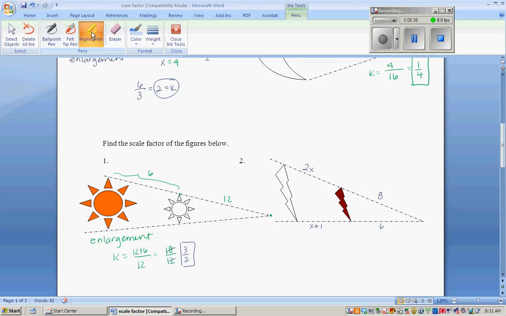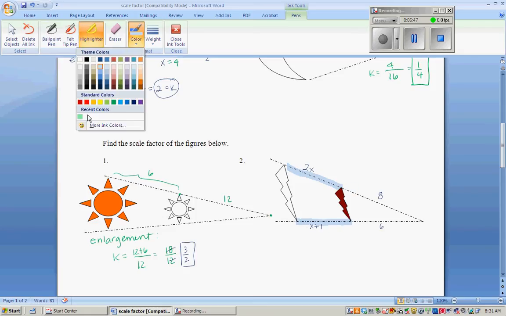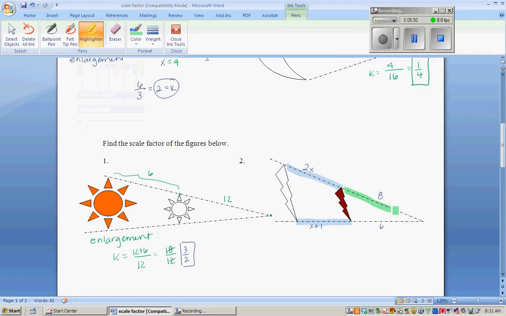But these things lie in perfect proportion. This little segment here is proportional to this segment. And then, let's get a new color. This segment here is proportional to the 6. So we can set up a proportion that actually kind of looks like what it's supposed to be. The 2x over the x plus 1 equals the 8 over the 6. Now you could reduce that 8 and 6, and it probably would make your life a little bit easier, but let's go with what we've got.